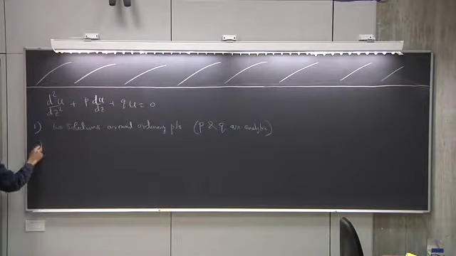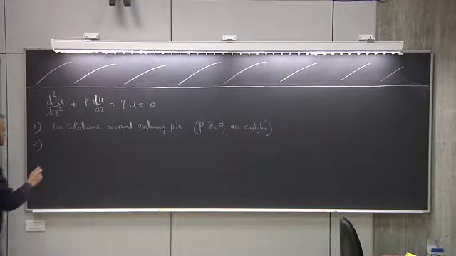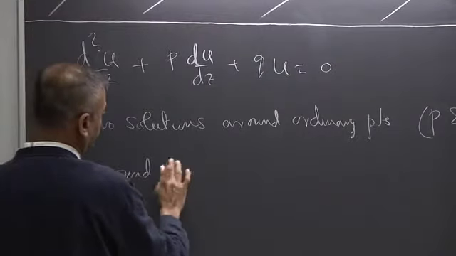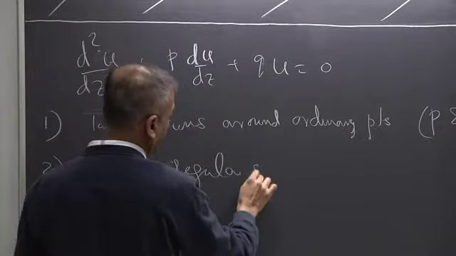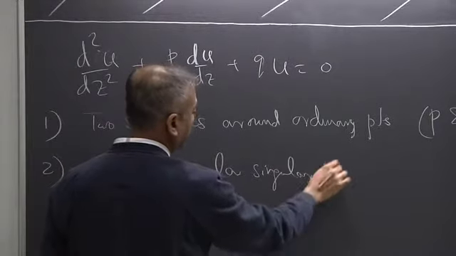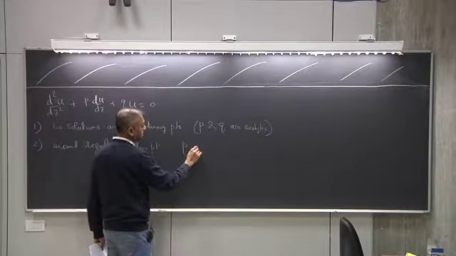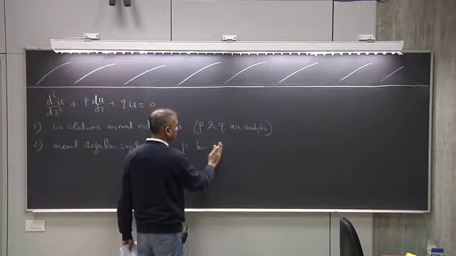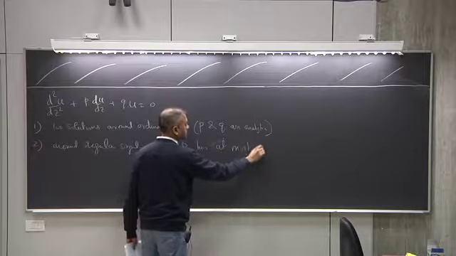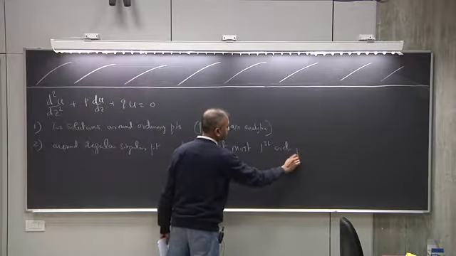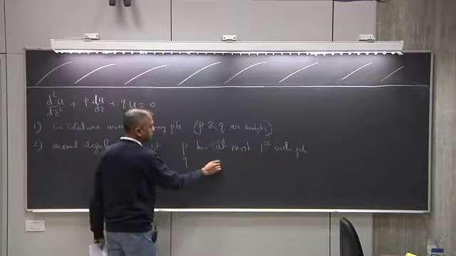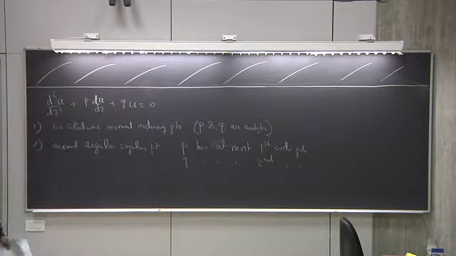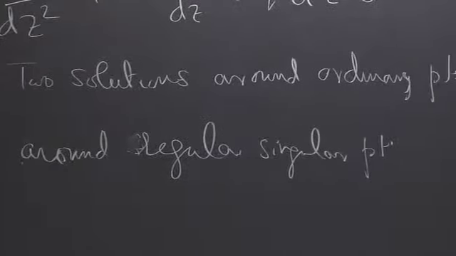And then we started discussing the regular singular points. So around a regular singular point, P has at most a first order pole, and Q has at most a second order pole. There we started discussing, and I think we arrived at the indicial equations, right?